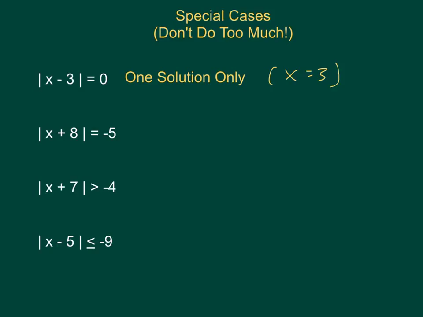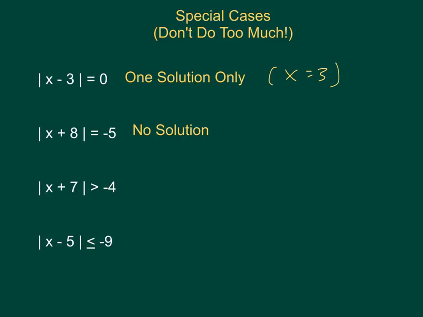Now this next one is great because it's really convenient. There's no work to be done. An absolute value, we know, can never equal a negative. So if you have an absolute value isolated and it's supposed to equal a negative, you can stop right away and do no more work, because we know that it will have no solution.